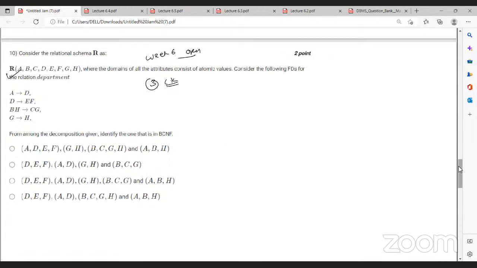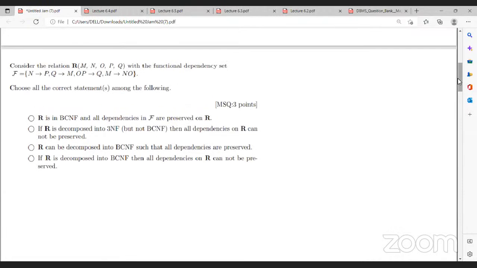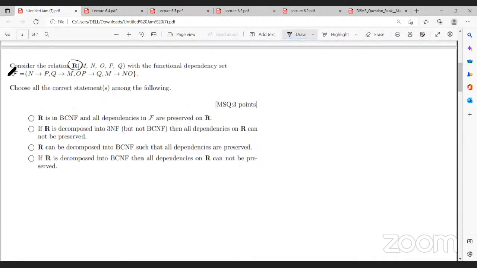Now this type of question that we have discussed just now. This is my relation R and this is my functional dependency. Here we need to check whether R can be decomposed into BCNF with all dependencies preserved, or R is decomposed into BCNF and all dependencies cannot be preserved. In this type of question, we need to check for all the possibilities. We need to be a little careful, right? So, anyone would like to volunteer? How should we approach?